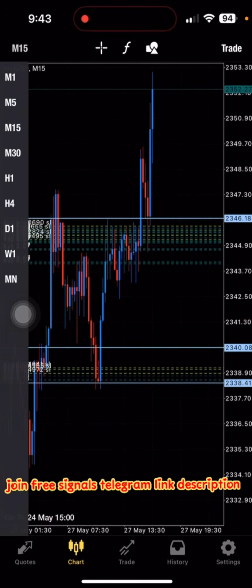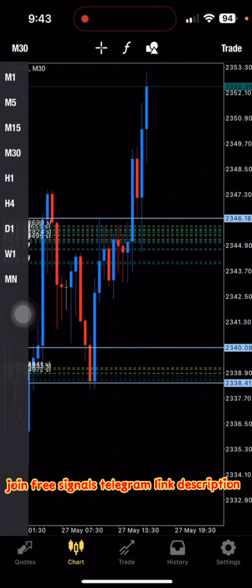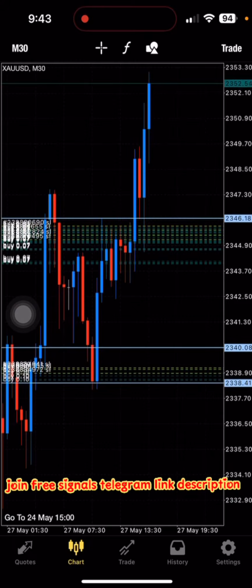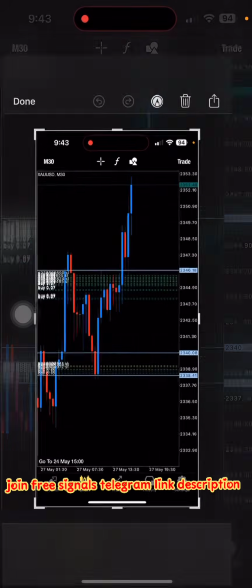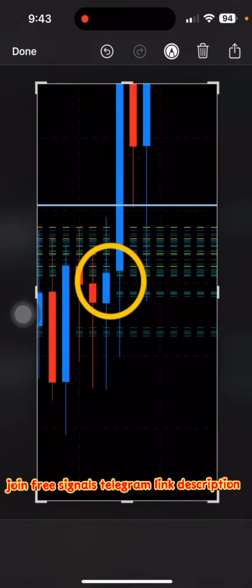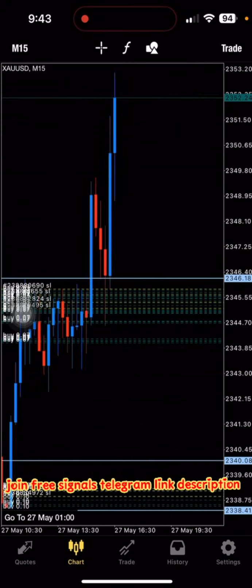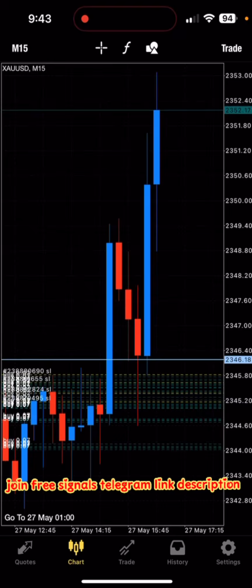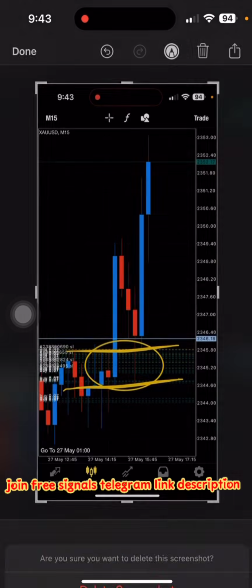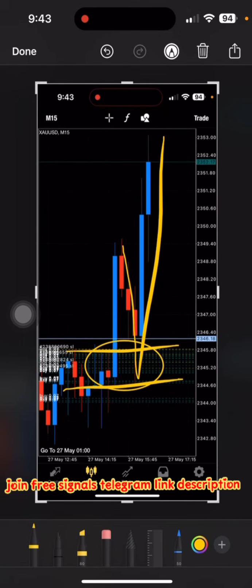Okay, now you can see M30. Okay, H1. Okay, M30. Okay, E plus E setup. What is E plus E setup? First E, and you need to plus M15. So this is the M15 candle. Make it clear, okay? And this is support. So that's why gold pulled back at this support and flew high.